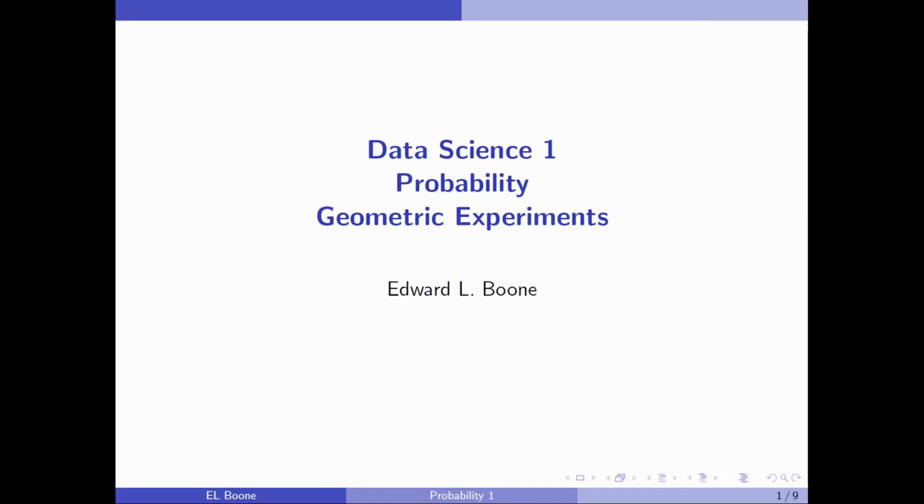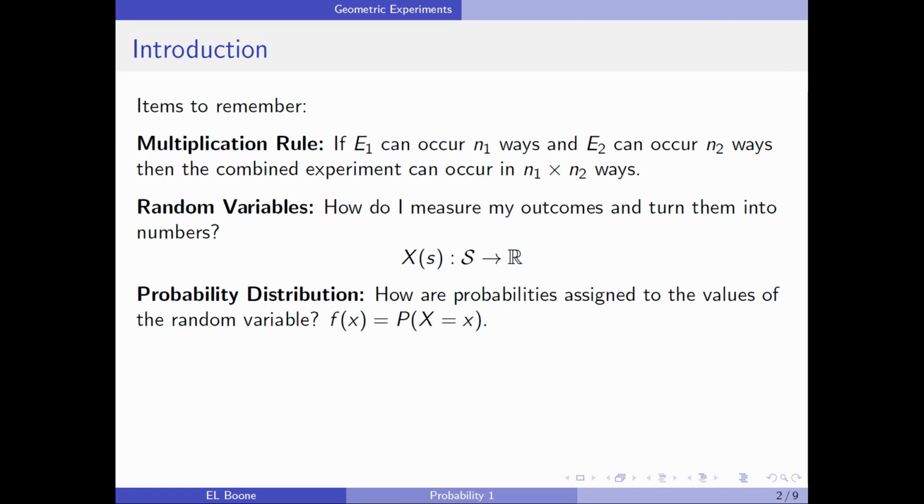Welcome to Data Science 1, Probability, Geometric Experiments. All right, so here are the ideas we're going to use in this video. If you're not familiar with them, please go back and watch the videos that cover them, and probably the videos after them, because these ideas keep repeating themselves, and hopefully you're getting a good notion of what they mean. So the multiplication rule, random variables, and a probability distribution.